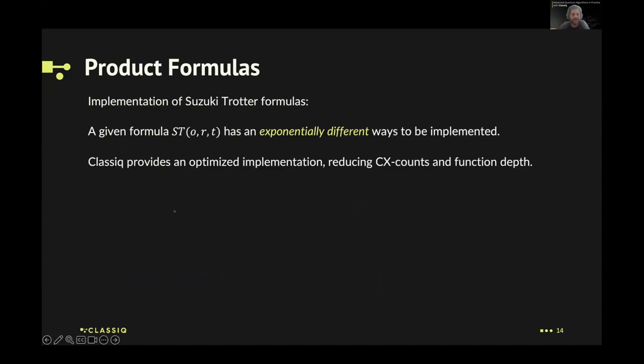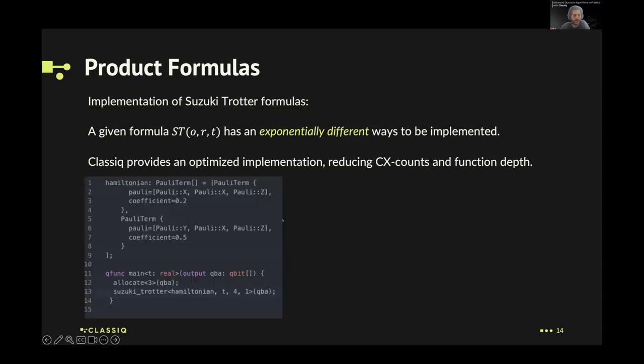Okay, now these are the formulas, but how do I actually implement them? First of all, one thing to understand is that if I have a Hamiltonian and I'm looking at this function, its approximation of some order and some repetition, there are exponentially many different ways to implement this as a quantum program. I mean, there are exponentially many different ways to decompose it to CX gates and to rotations. And Classiq has Suzuki-Trotter as a built-in function, and this built-in function already provides you an optimized implementation, which reduces the CX count and the function depth.